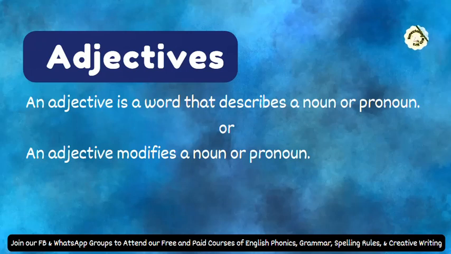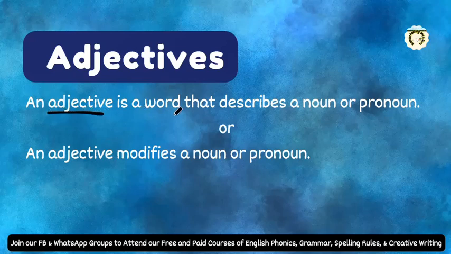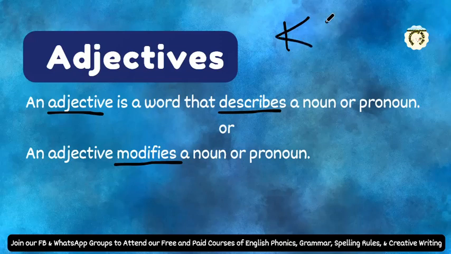So first of all, let's talk about what are adjectives. Since our childhood, in our schools, we have been learning a definition of adjective that an adjective is a word that describes a noun or pronoun, or an adjective modifies a noun or pronoun. But when you teach this definition to a kindergartner or first grader, they will just not understand the word describe or modifies. So how can you simplify this definition?